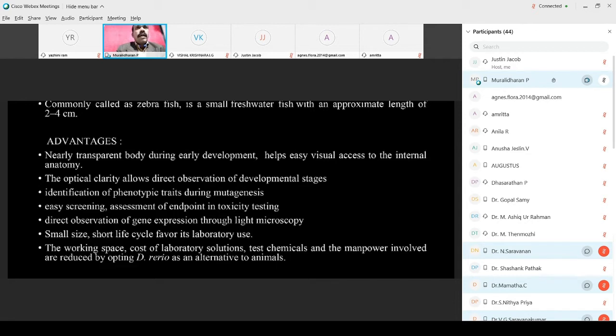That is possible. And identification of phenotypic traits can be seen during mutagenesis, and easy screening assessment of endpoints in toxicity testing is very clear, and direct observation of gene expression is possible through light microscopy. And since the size is very small, the short life cycle favors it much for laboratory use. And the working space, cost of laboratory solutions, test chemicals, and the manpower involved are reduced when we use the zebrafish as an alternative to animal experiments.